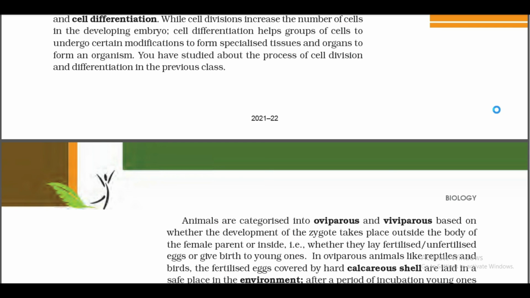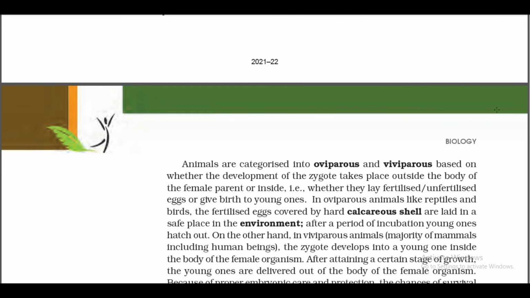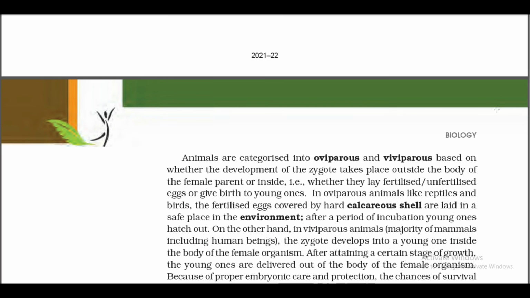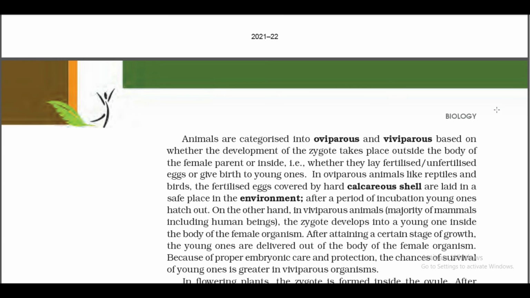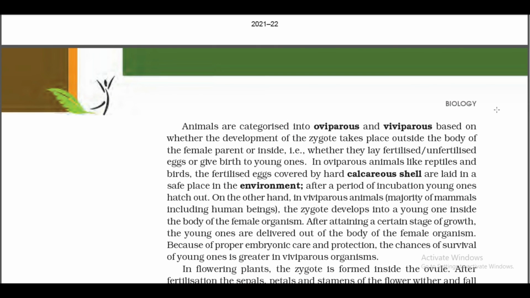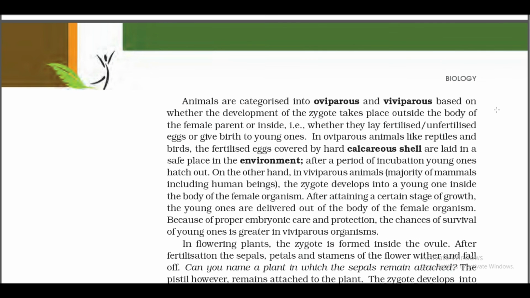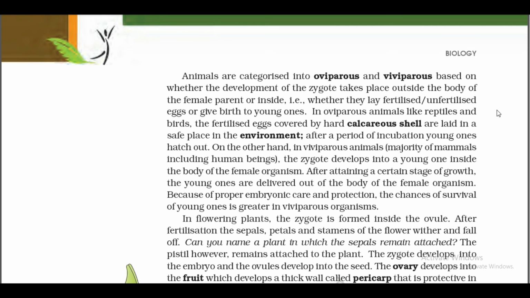Animals are categorized into oviparous and viviparous based on whether the development of zygote takes place outside the body of the female parent or inside, that is, whether they lay fertilized or unfertilized eggs or give birth to young ones. In oviparous animals like reptiles and birds, the fertilized eggs covered by hard and calcareous shells are laid in a safe place in the environment. After a period of incubation, young ones hatch out.